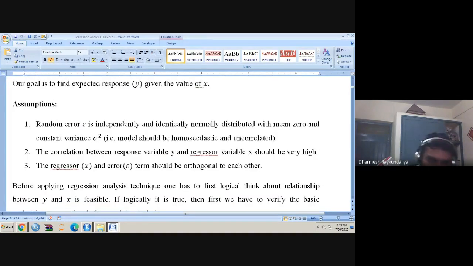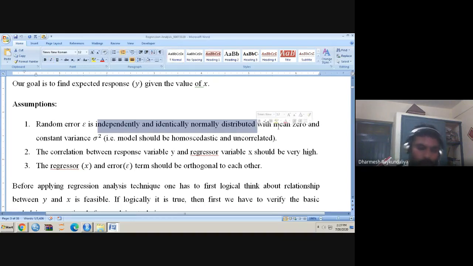ठीक है? So what are the assumptions? Assumption in the regression is that errors are random and they are independently and identically normally distributed with mean 0 and constant variance sigma square. इसका मतलब कि जो errors है आपके डेटा में, whatever the data you have taken, उसमें जो आपको errors मिल रही है, they are random.